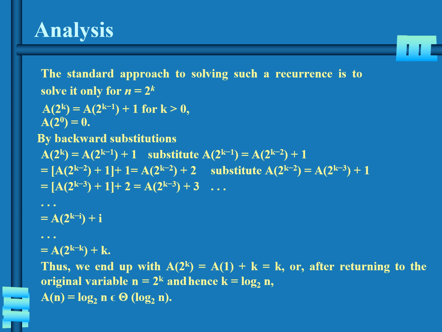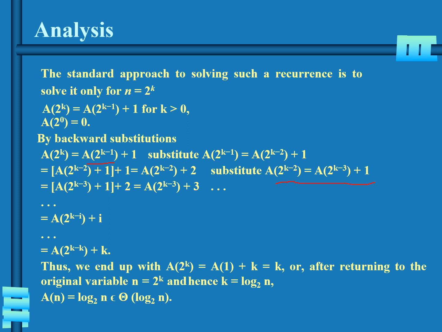By using the same substitution method, you substitute the value for A of 2 power k minus 1 as A of 2 power k minus 2 plus 1. So A of 2 power k minus 2 plus 2. Again, you substitute the value for A of 2 power k minus 2 as A of 2 power k minus 3 plus 1, so you will get A of 2 power k minus 3 plus 3. In general, you will get A of 2 power k minus i plus i.